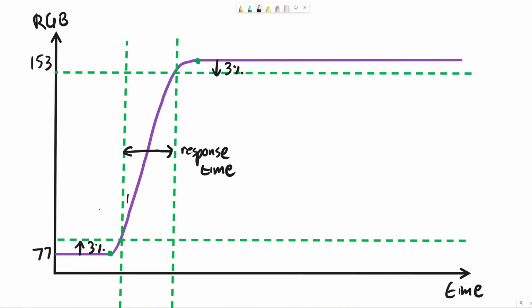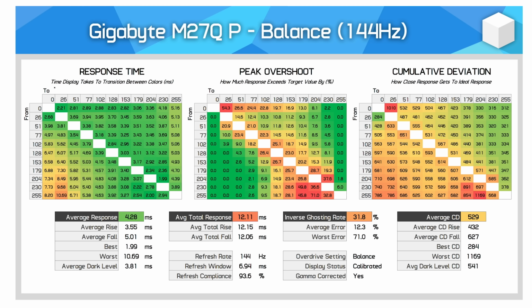So with this 77 to 153 example, you'll see here that we're going from 77. So we look down the from column here to find 77. We then move across the 2 line until we find 153, which is right there. So this is really how to read these monitor response time heat maps.